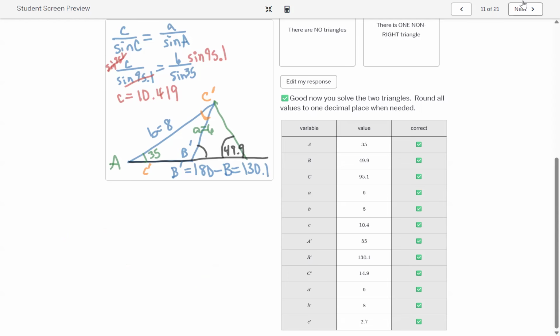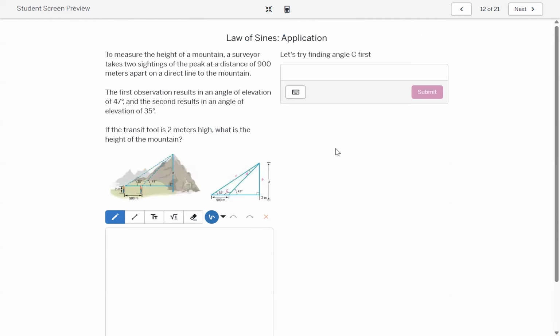All right, let's see where it goes from here. Oh, an application question. Yes, that was sarcasm.